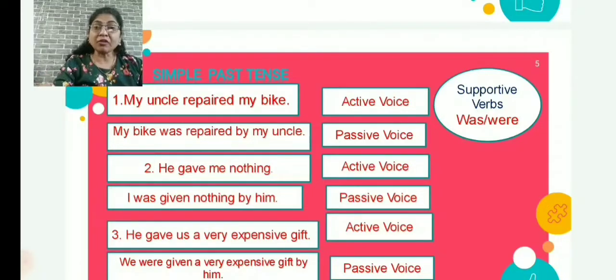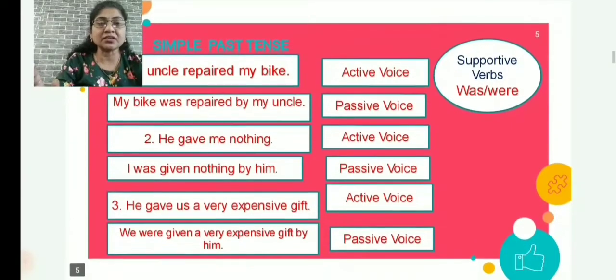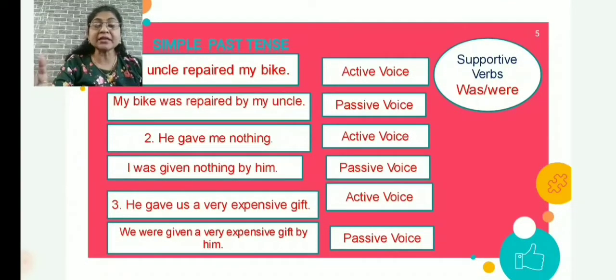So, by what? A very expensive gift. To whom? To him, to us. If I say to whom, to us. If I say what, a very expensive gift. That means we can change to passive voice in both ways. We can take a very expensive gift as a subject, or we can take us as a subject. So here I have changed the sentence with us. When us comes in the place of subject, it becomes we. We were given a very expensive gift by him.